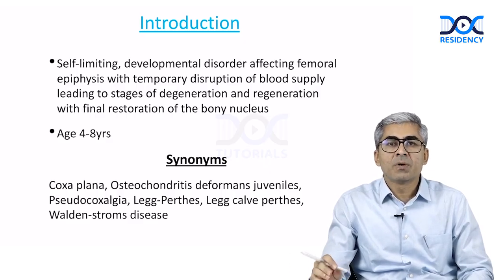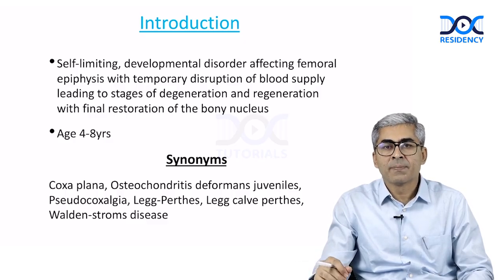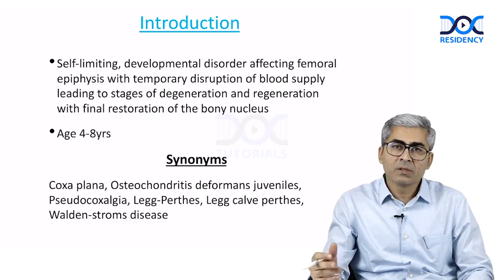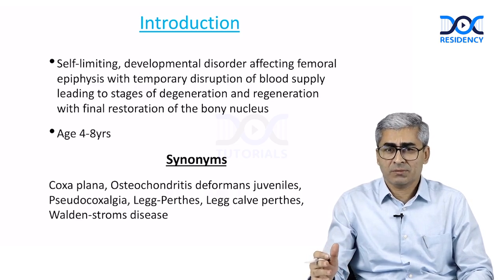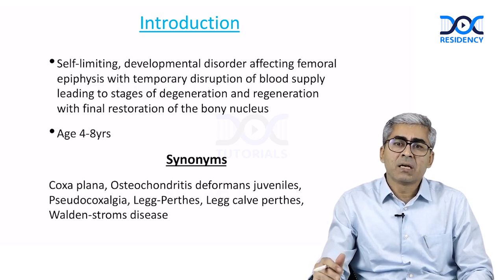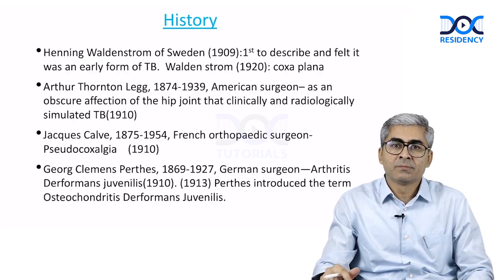So this is common between 4 to 8 years of age, but there are always outliers. This problem or disease is also known by multiple names like coxa-plana, osteochondritis deformis juvenalis, pseudocoxalgia, Legg-Calvé-Perthes disease, and then Waldenstrom's disease.